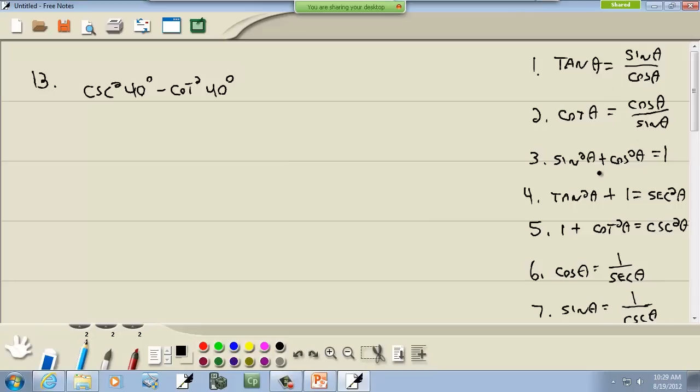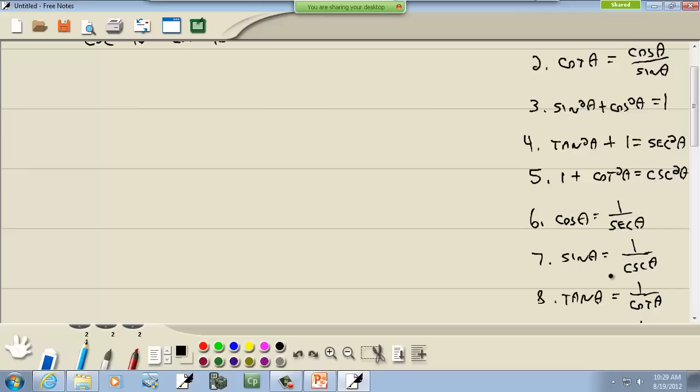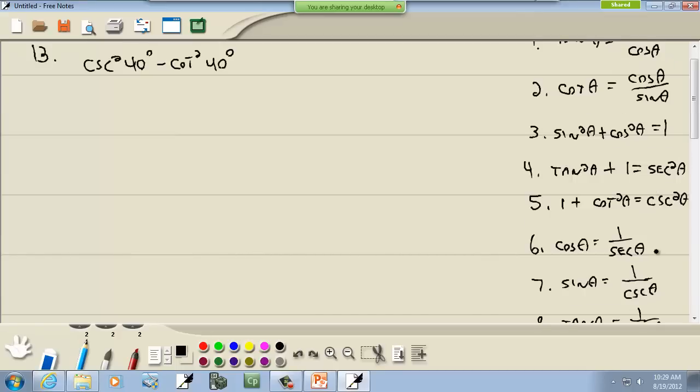So I come over here and I'm looking through these properties. I'm looking for one that has cosecant squared in it or cotangent squared, and actually we have one of them that has both. We have our fifth one. Fifth one looks like this. 1 plus cotangent squared is equal to cosecant squared. Well, that's not quite what this looks like, but I see if I take the cotangent squared over to the right side, like that, then you get 1 is equal to cosecant squared theta minus cotangent squared theta, which matches this.